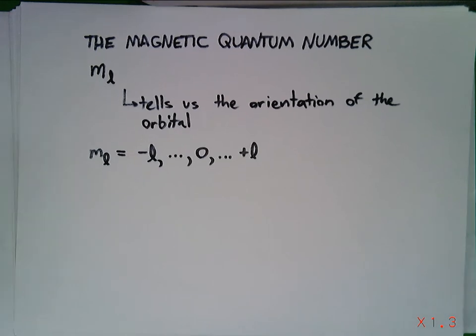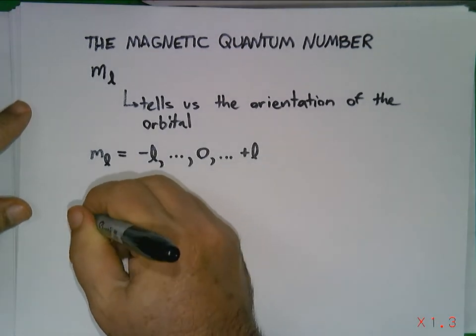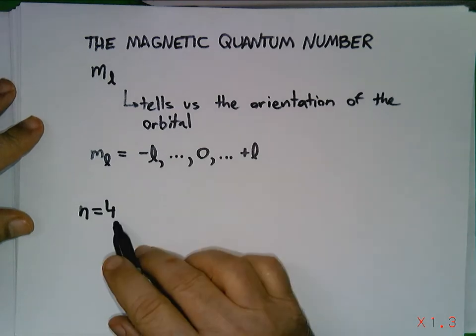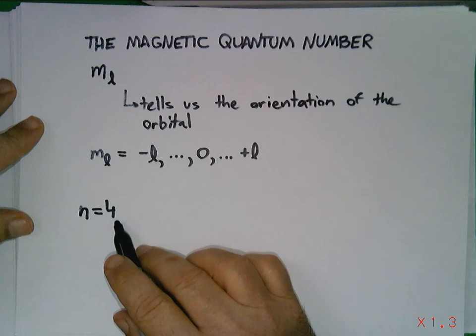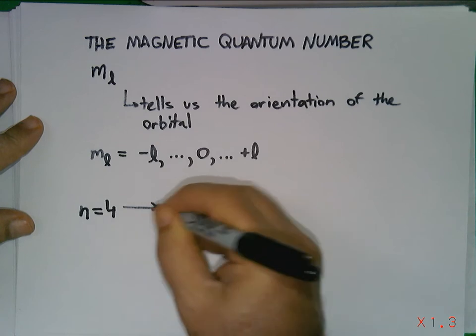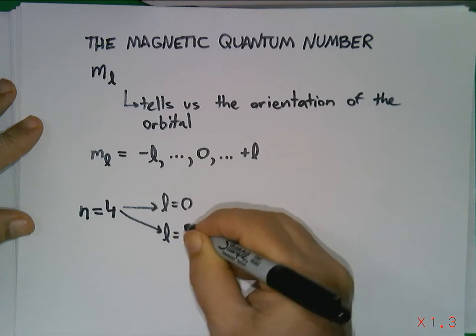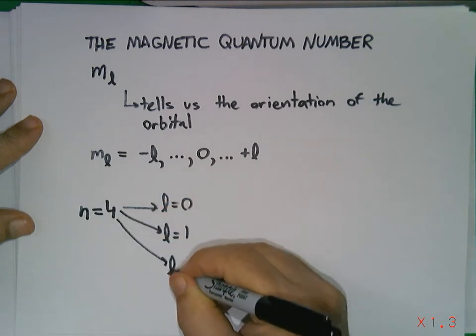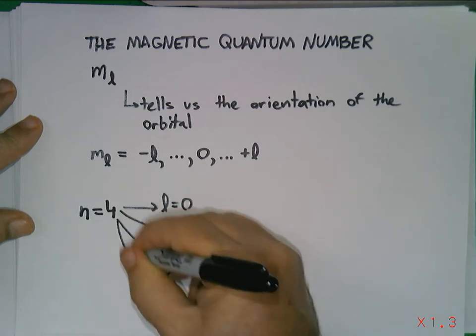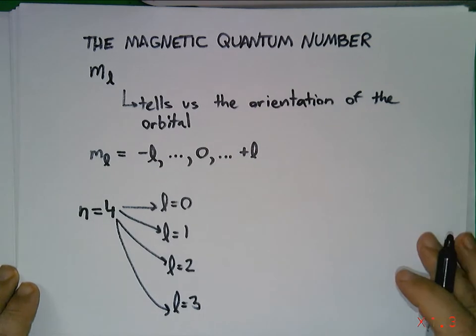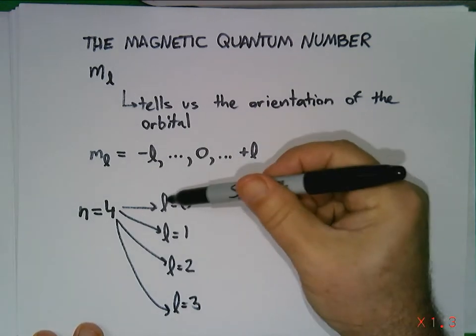Suppose we're in the fourth shell. That means n equals 4. Let's list all the L values that we could have. Now L can go from 0 up to n minus 1. So L can go from 0 to 1 to 2 to 3. And in the last video we saw that you could name these subshells.